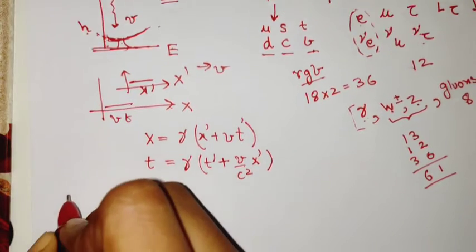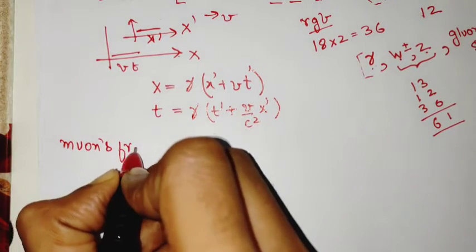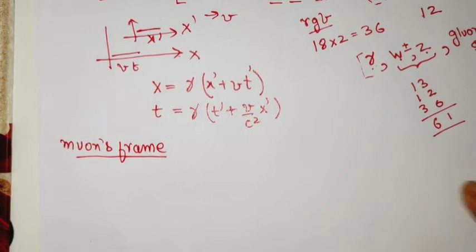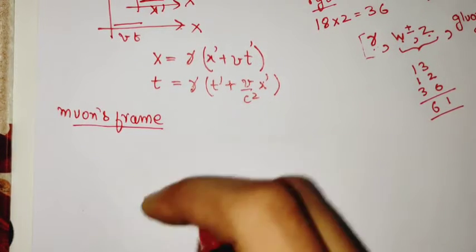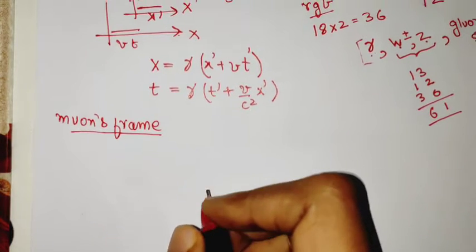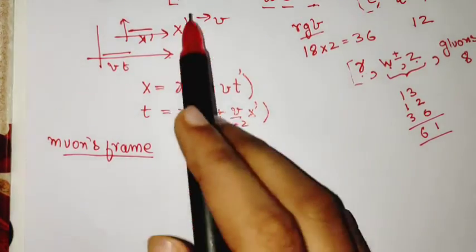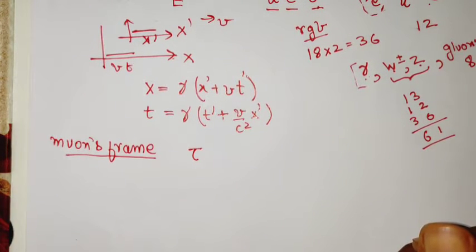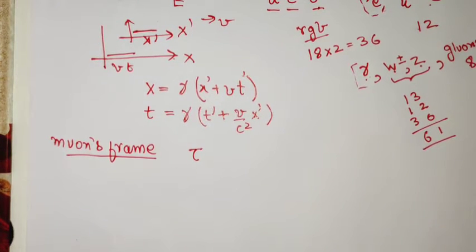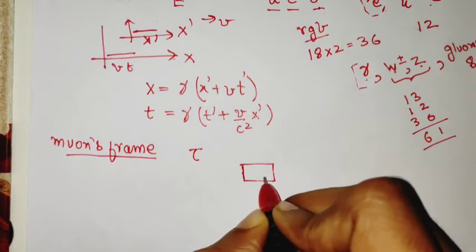So now let's look at the muon's frame. Let's try to analyze the problem in the muon's frame. In the muon's frame, we are sitting with the muon, and we know that after a time of tau we will die. So after a time of tau we will have decayed, and so the point is, will we be able to reach Earth?